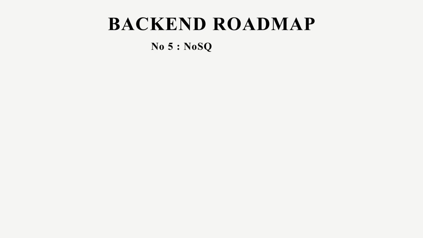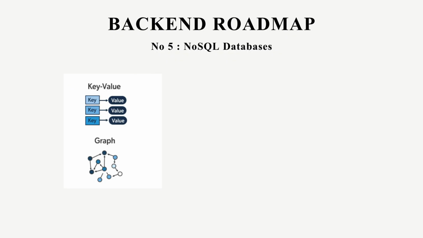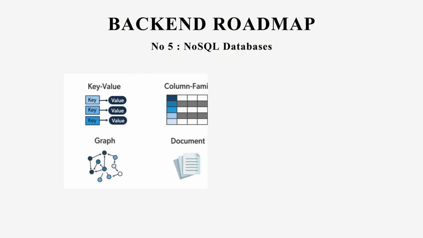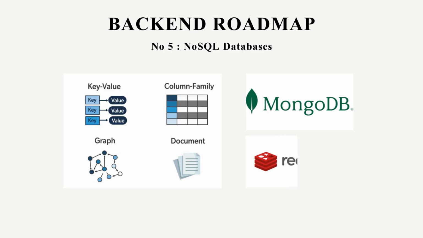Number 5, NoSQL databases. In addition to relational databases, many systems also use NoSQL databases. NoSQL databases store data in flexible formats like documents or key-value pairs. One popular document database is MongoDB. MongoDB stores data in JSON-like documents, making it flexible for modern applications. Another common NoSQL system is Redis. Redis is a key-value database often used for caching, sessions, and fast data retrieval.